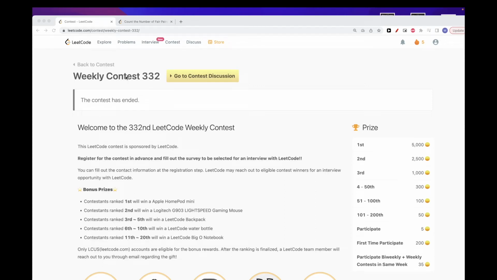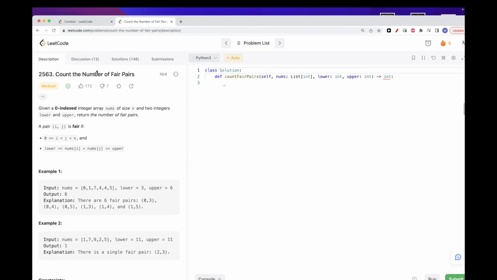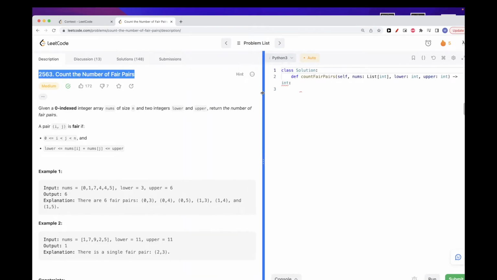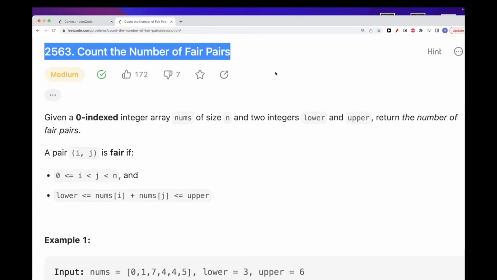Hello, so today we are going to do problems from weekly contest 332. The second problem is count number of fair pairs. What this problem says is we get an array of numbers of size n, and we have two integers, lower and upper, and we want to return the count of fair pairs.